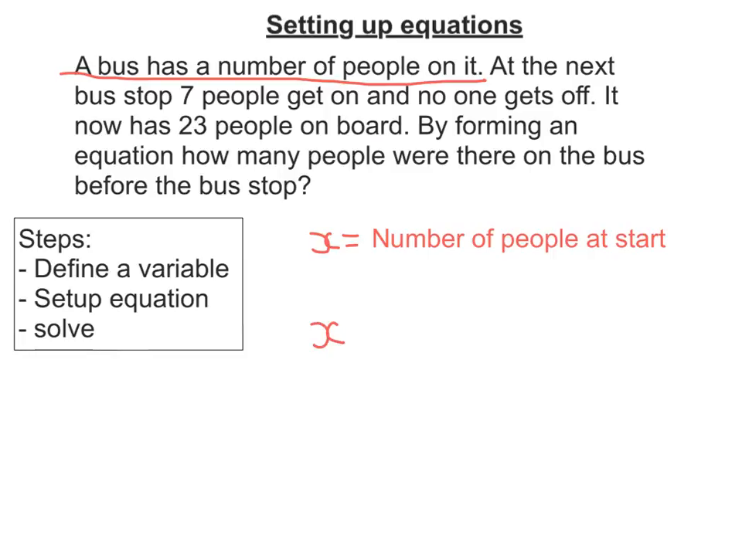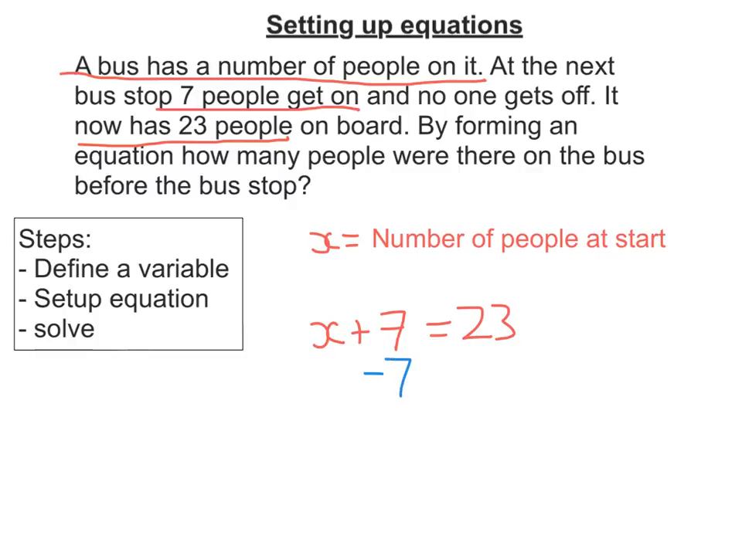At the next stop, 7 people get on. So the number on the bus has gone up by 7. So I'm going to add 7 to x. It now has 23 people. So after these 7 people get on, plus the x, that is equal to 23. So there's my equation. And now I need to solve it.